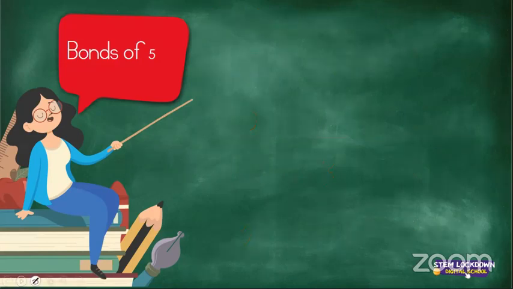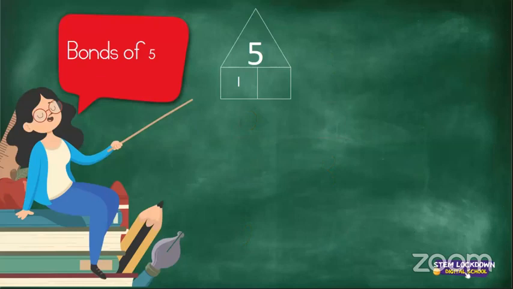Good. I've also got a really cool activity I've just remembered on my Instagram and Facebook page where you can create your own bonds of 5. So go and have a look, okay? Good. All right. So let's have a look at this, boys and girls. What have we got here? It looks like a house. Can you see that the number 5 is in the roof?